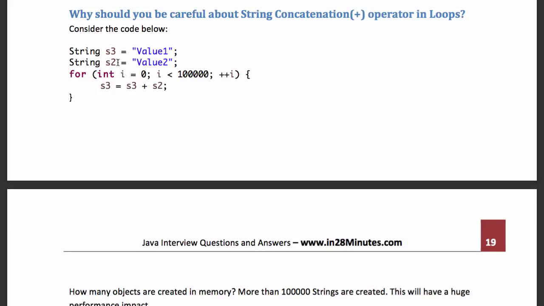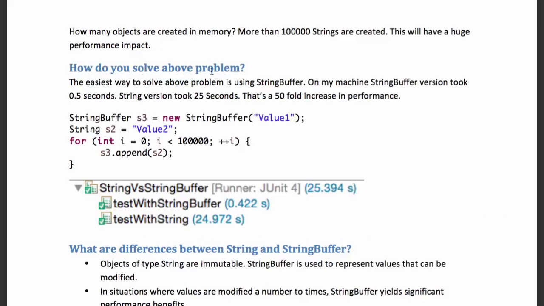String is not a good idea to use when you want to modify the value of that particular string multiple times, like in a loop. This would have a great performance impact. How do you solve the above problem? One of the ways is to use string buffer. String buffer is thread safe, so it would bring its own overhead. If you're not looking for a thread safe version, you can go for a string builder.